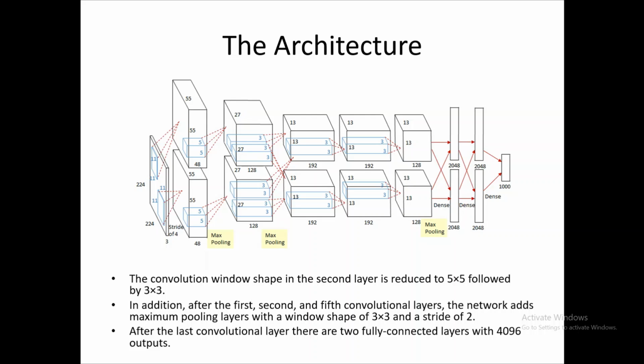After the last convolution layer, there are 2 fully connected layers with 4096 outputs. Each individual layer has 2048 and altogether 4096 outputs. And finally, at the output, we can see 1000 classes.